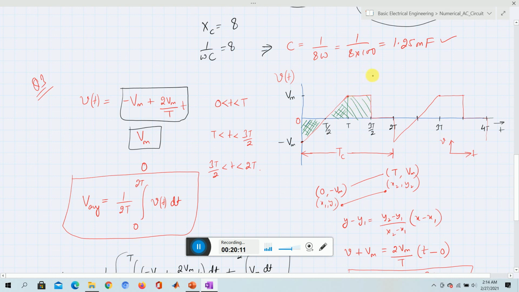So this area is nothing but Vm is the height and the breadth is 3T by 2 minus T, that is T by 2. This is divided by the total time period, which is 2T. If you cancel the T, this comes to Vm by 4. So instead of doing a lot of exercise, you can simply find the average value as Vm by 4. Average value is so easy to find. But you must know how to find the average value over the time period, so that if any difficult or tricky problem is there, you can evaluate it.